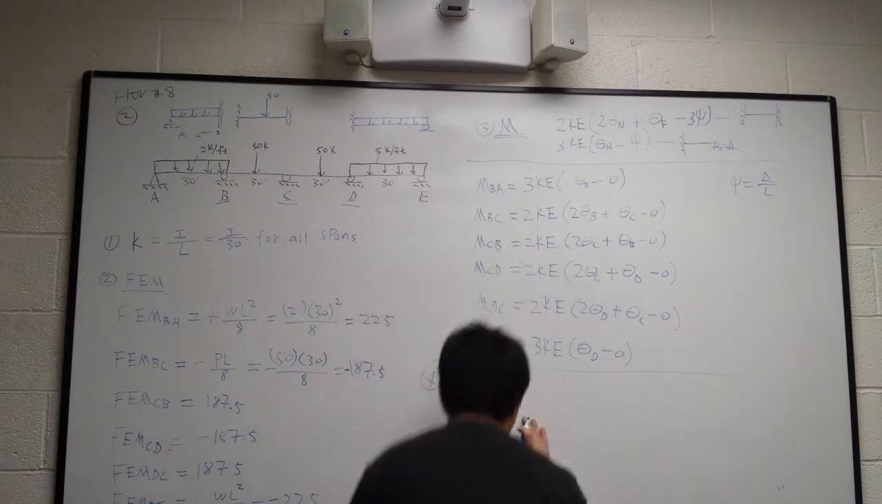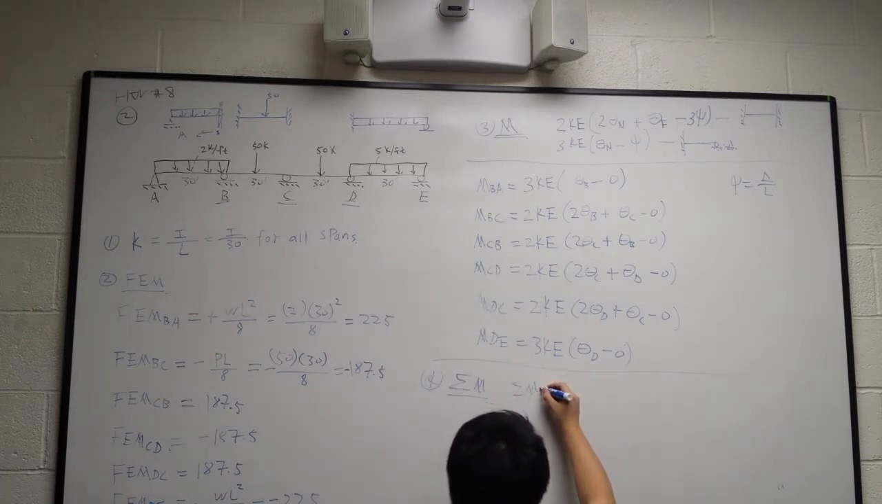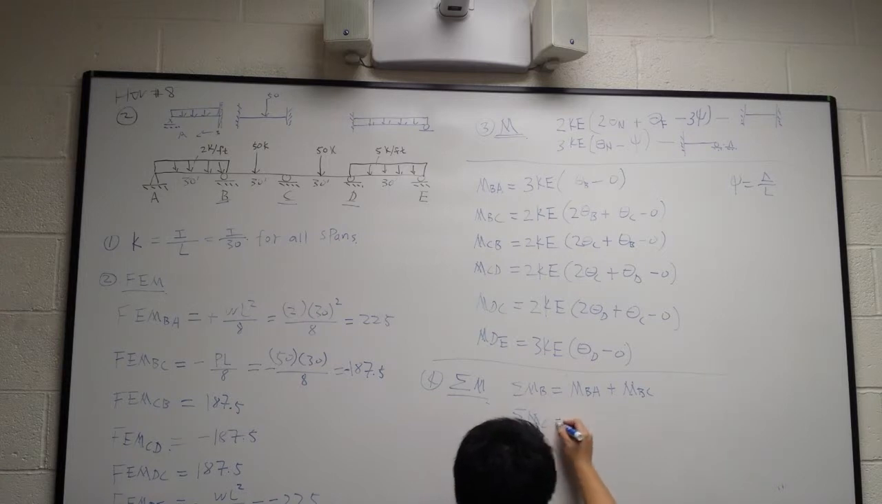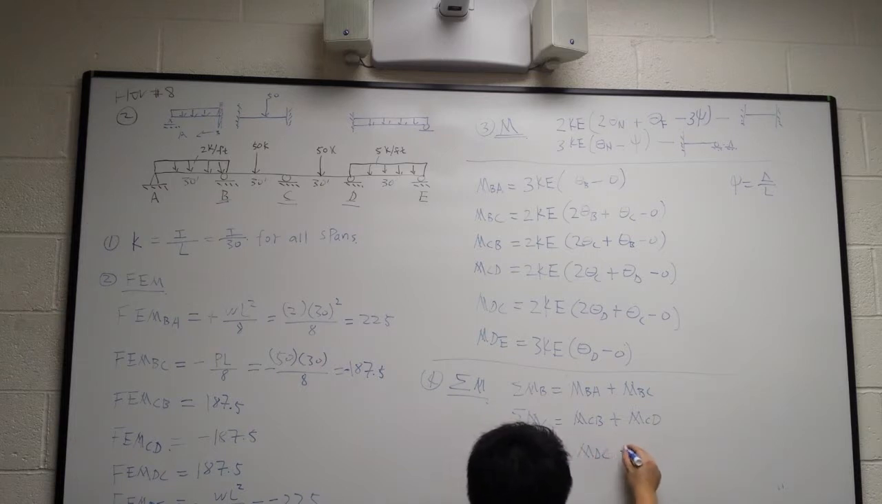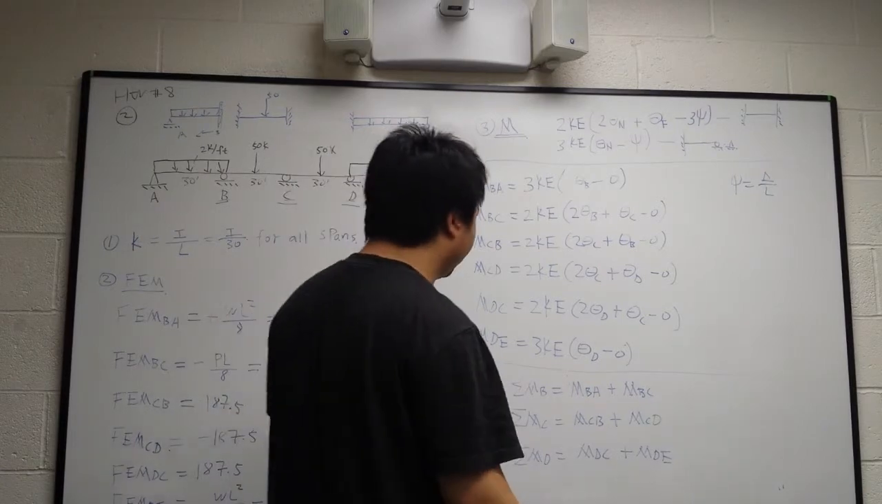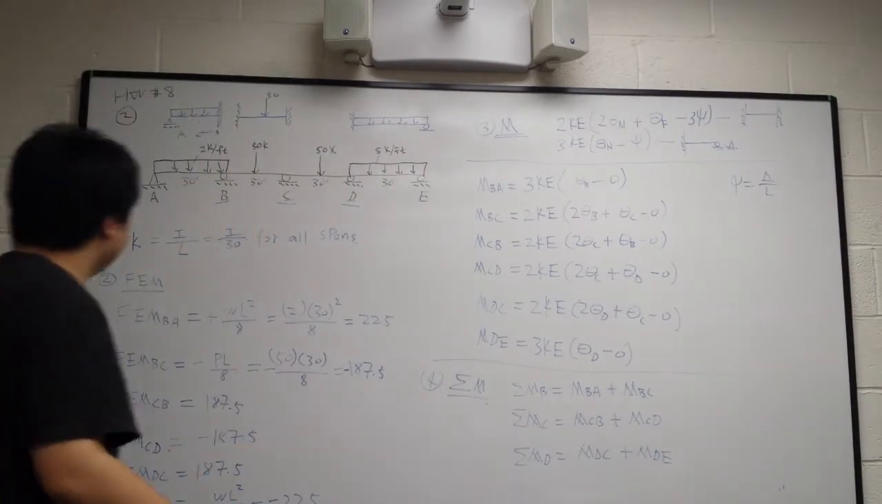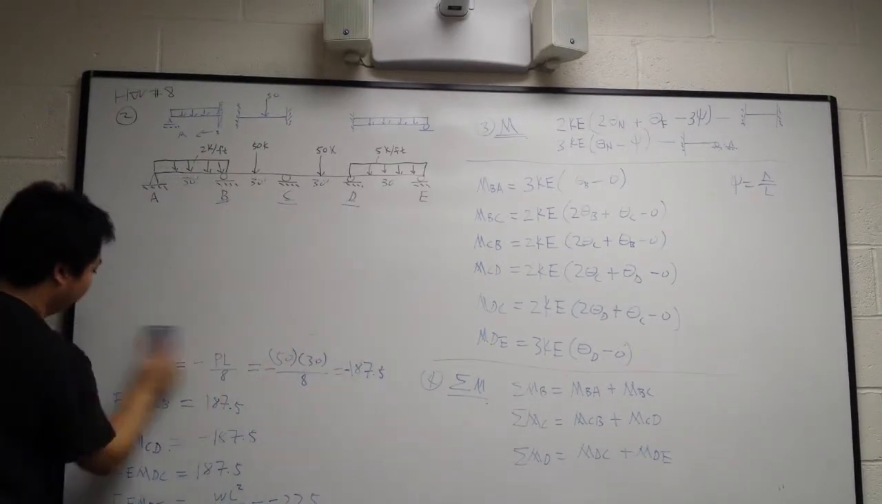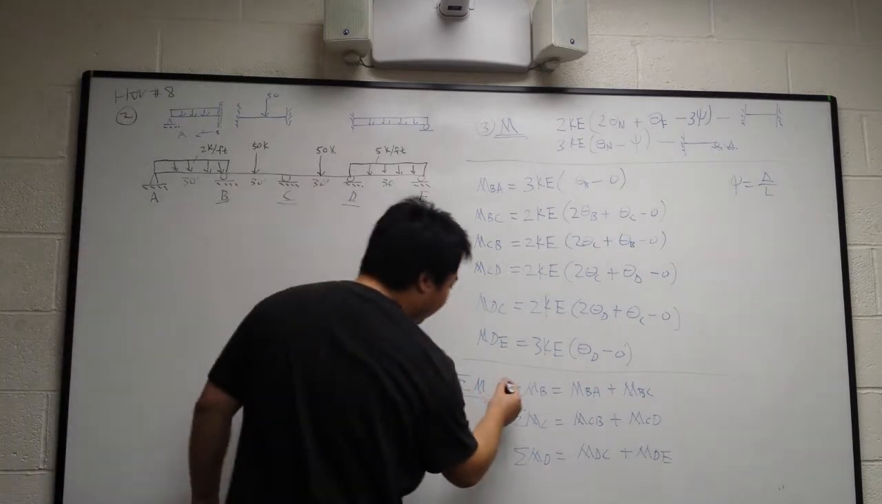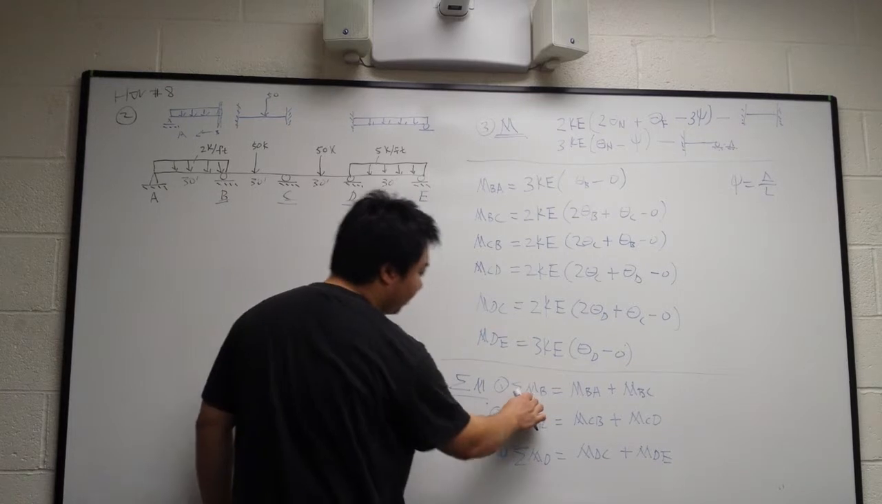So for the first one, you sum up the moment at point B, so you're going to have moment BA plus moment BC. Sum of the moment at point C, you're going to have MCB plus MCD. And the sum of moment at point D, so MDC plus MDE. So 1, 2, 3. So now just put in numbers. Let me erase this. This is slope deflection, right? So you have equation 1, 2, 3. Did you write everything down? So now you have to plug in the numbers.